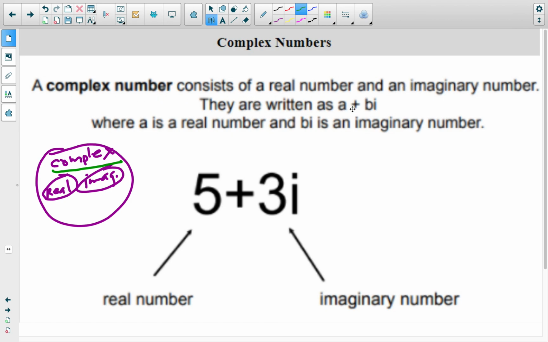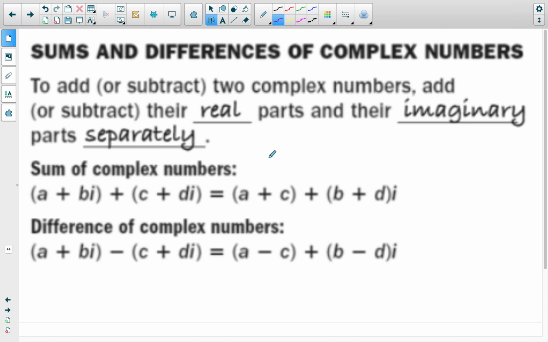Okay, complex numbers. So they consist of a real and an imaginary part. They're written as a plus bi, where a is a real number, and then bi is an imaginary number. So a and b are going to be real numbers, right? But the i that's being multiplied by that 3 makes it an imaginary number. So 5 is real. 3 is also real, but 3i is imaginary. So we have a real and an imaginary piece that makes this a complex number.